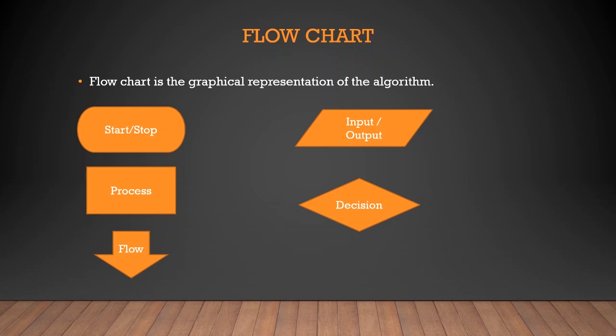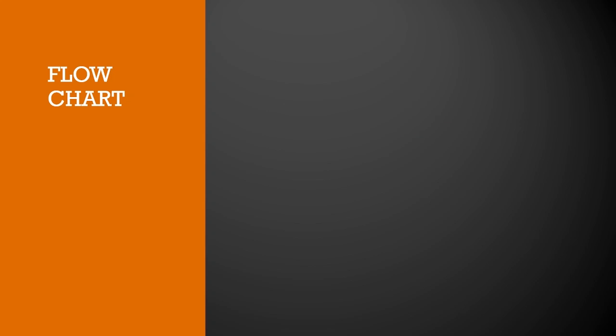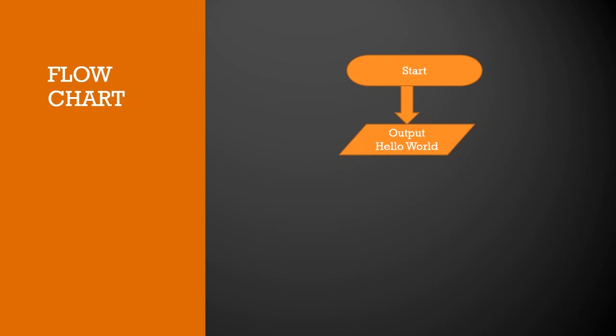So let's see an example of a flowchart. In this flowchart or algorithm, we are trying to display hello world. So we'll start, then we have a flow, we'll output hello world, and then stop. So that's our flowchart.